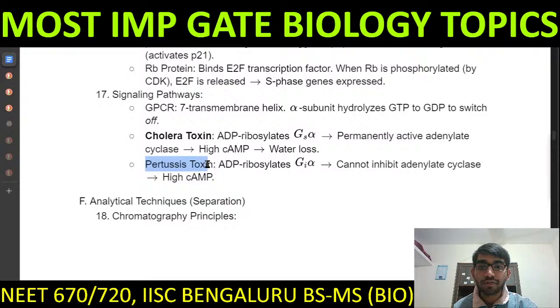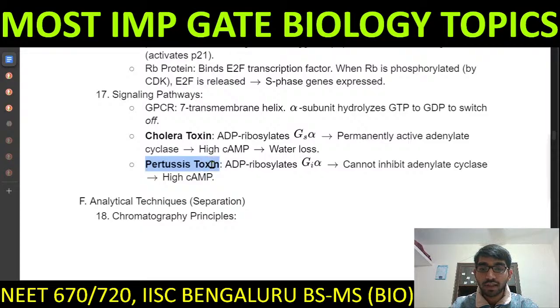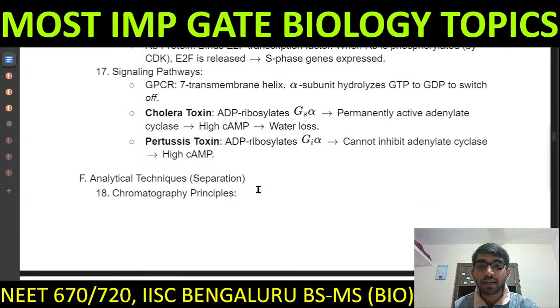In the case of pertussis toxin, what happens? Again, ADP ribosylation, but of G inhibitory, Gi alpha. So it cannot inhibit adenylate cyclase, meaning again there is high cyclic AMP. So here the cyclic AMP is high because the Gs alpha is always active. And here the cyclic AMP is high because the G inhibitory alpha is inactive. So this is how both of the toxins work, the mechanism.